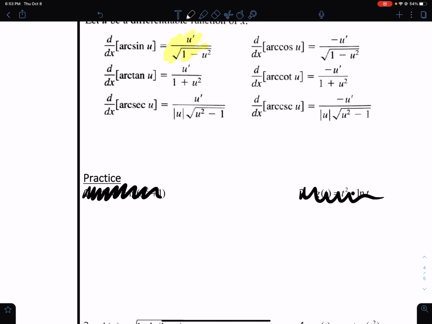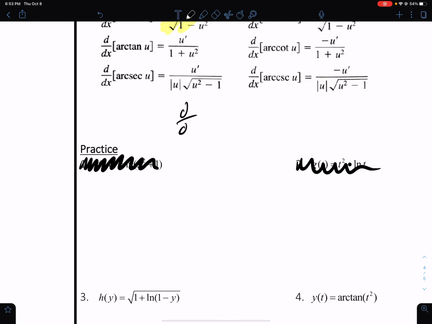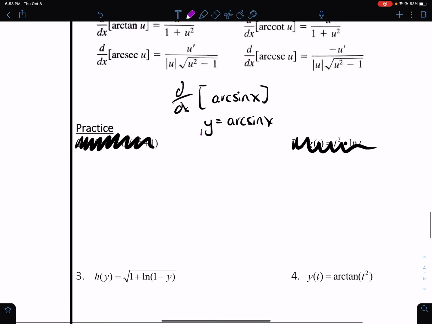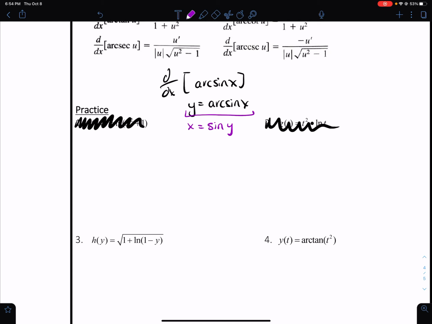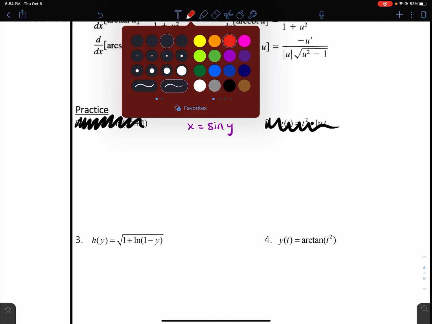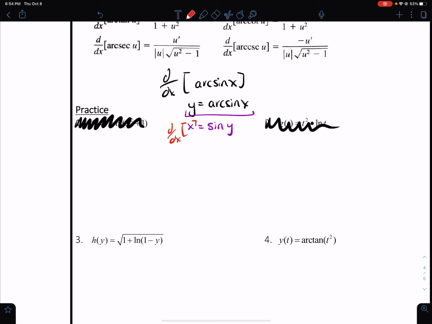But let's say we were trying to ask ourselves, in general, what is the derivative of the arc sine of x? Or in other words, if I let a function y equal the arc sine of x, what is y prime? Right, and we can go back and rely on our definition of inverses. So if I say that y is the arc sine of x, doesn't that then, by definition of inverse, mean that x is equal to the sine of y, right? So if I just start with this statement, let's differentiate both sides with respect to x.